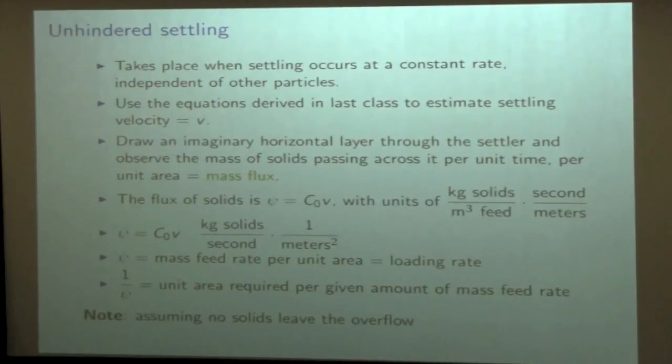That the units of flux then come up to what we expect: kilograms of solids per second, or tons per day, or some units of mass per time per unit area. And that flux is an important number because in this industry, when they're designing these units, they don't call it mass flux. In chem engineering, we call this mass flux, but they would use the terminology loading rate. It's equivalent. So loading rate is the critical design parameter for these units.